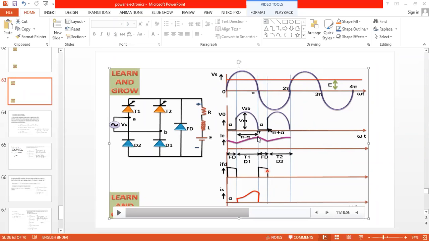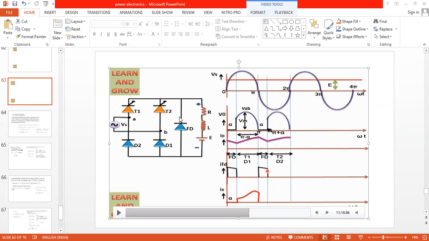Now the inductor starts to de-energize. That means the inductor releases the stored energy. Therefore, that stored energy is starting to de-energize. You can see here, that de-energizing starts from pi to pi plus alpha. See, this pi plus alpha is nothing but the beta.